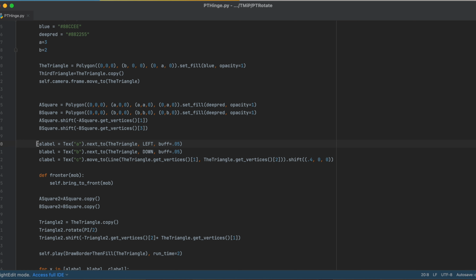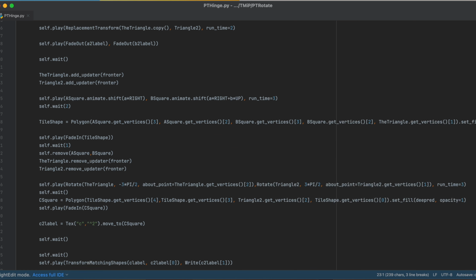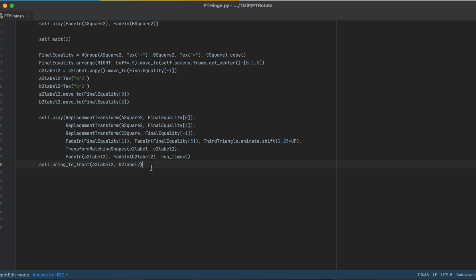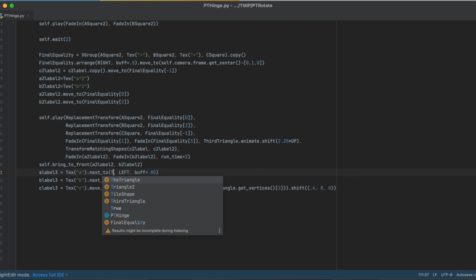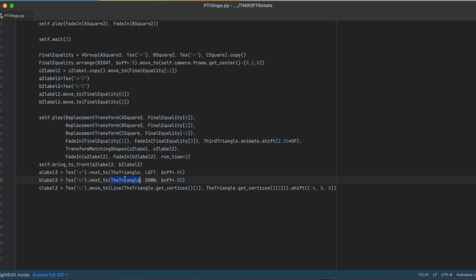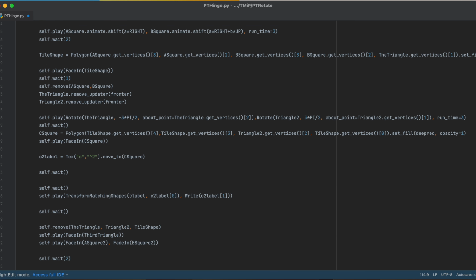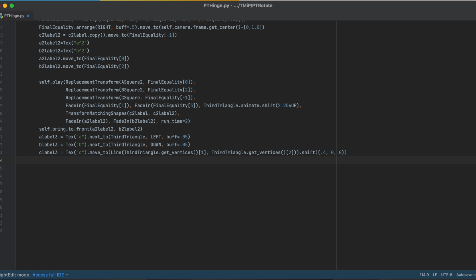And to do that, I'm just going to do the same thing that I did here. And I'll have those. This will be A label 3, B label 3, and C label 3. And instead of the triangle, this one is called third triangle. And so with any luck, if I just paste those, oops, third triangle. So copy and paste, copy, paste, paste, paste. Okay, with any luck, then I should be able to fade those three things in. So let's see if we can do that.